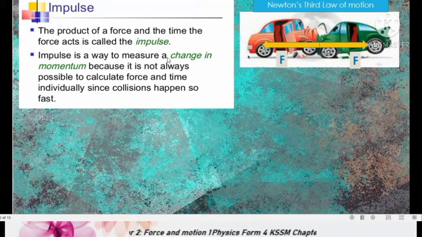Impulse is a way to measure a change in momentum because it is not always possible to calculate force and time individually, since collisions happen so fast. For example, if you look at this accident, we cannot measure the time of impact, of course, because it happened very fast. So what we can do is look at the change in momentum. So the change in momentum is known as impulse.